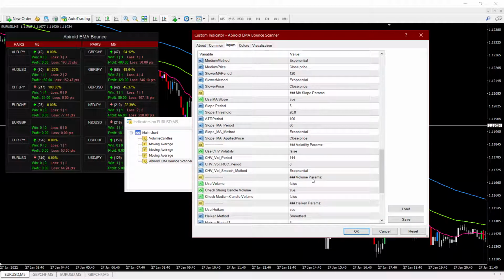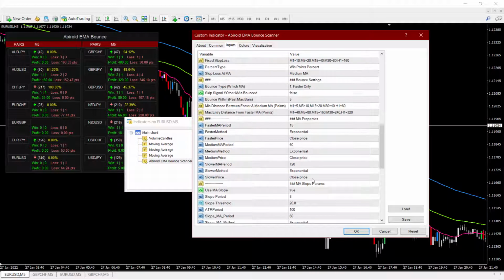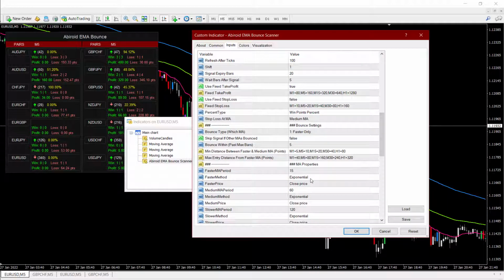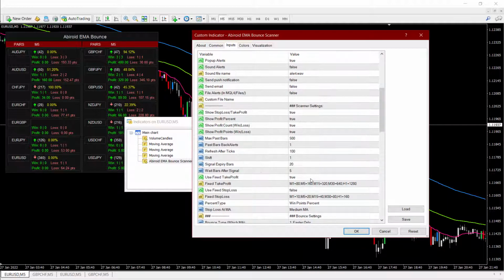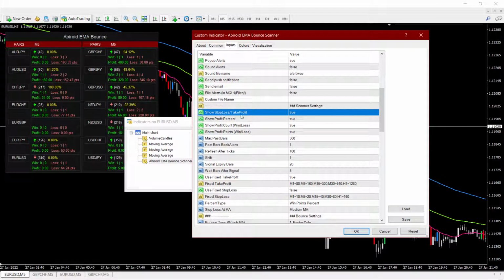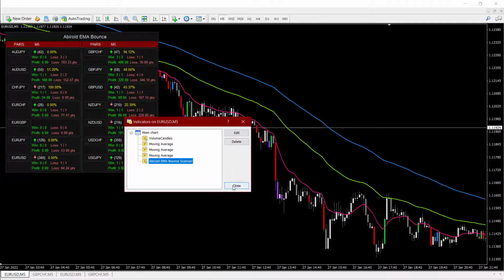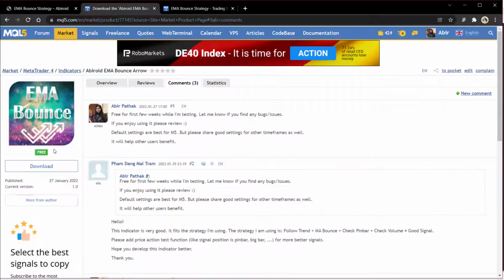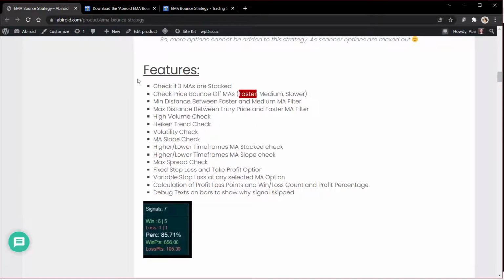So I think that's it for the scanner and the arrows. And once again, like I mentioned, by the end of this week, I will also have this feature where it will show you the stop loss and the take profit point values right here on the scanner as well. And you can go over the blog post. This one has everything in much greater detail.